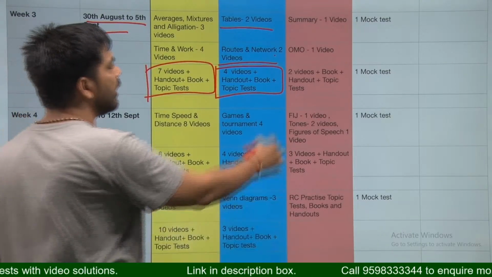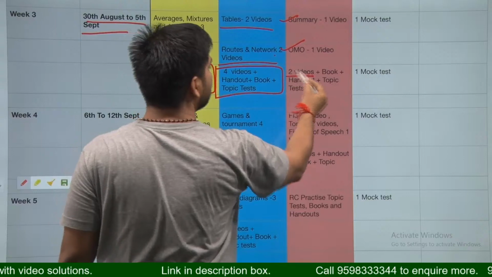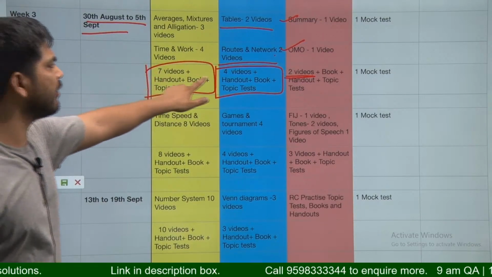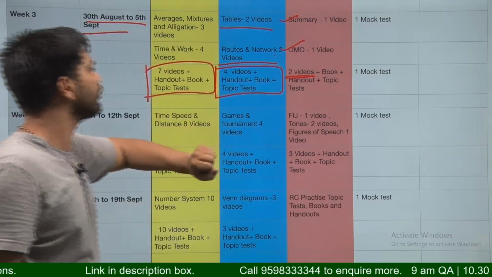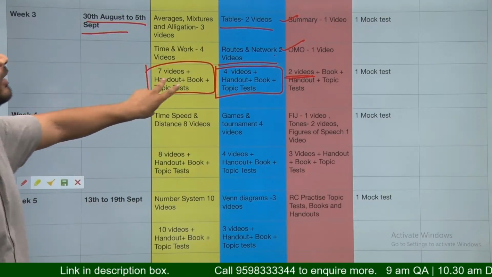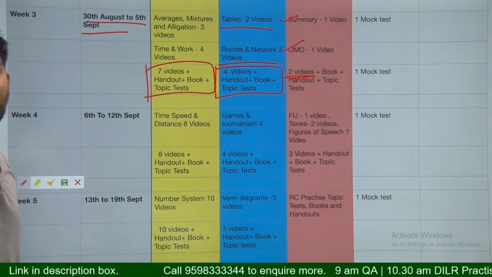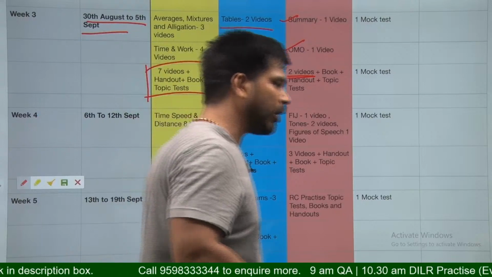And then summary and odd man out, 1 video each. That means 2 videos in VARC. So now overall, you have to watch approximately 7 plus 4, 11 plus 2, 13 videos. In 7 days, you have to watch only 13 videos and solve handout, book and topic test questions. It is quite possible. You can always go ahead and do it.